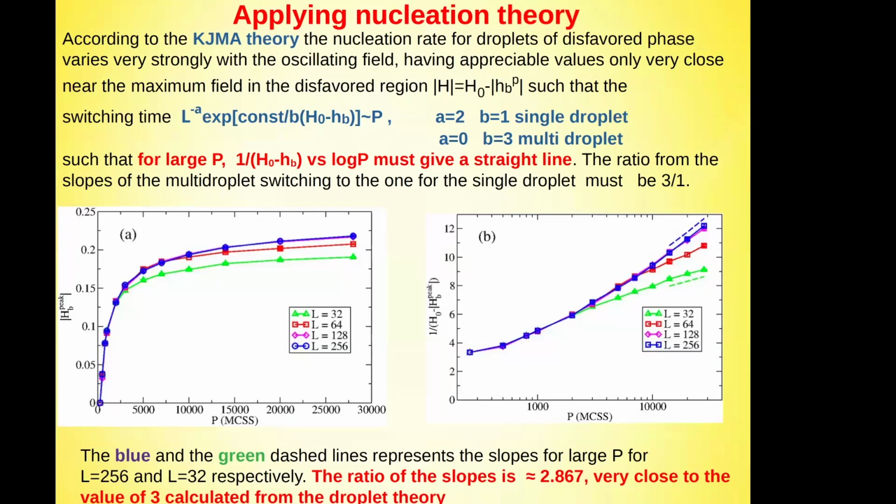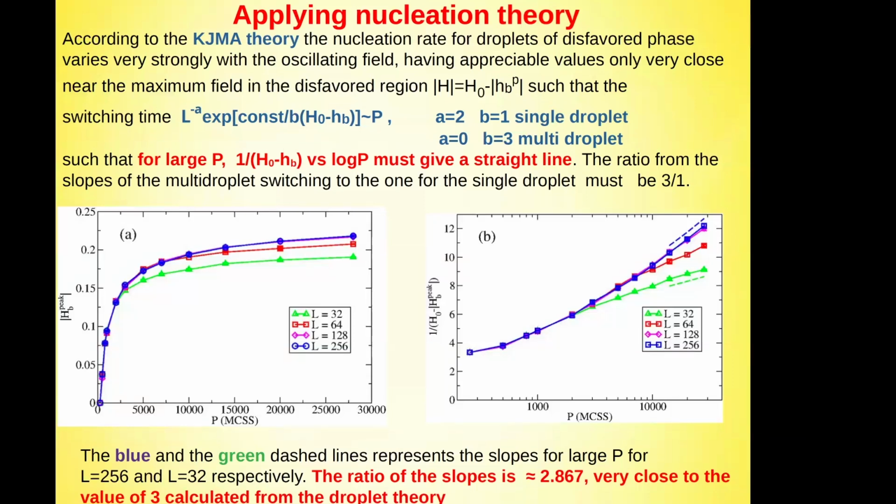And now from this one, we plot this quantity. This is the quantity that I just said must be a straight line for very large P, and you should notice that for large P, this green dashed line is the one for L32, and this one is for the larger system, 256. We have more recent results for a larger system.